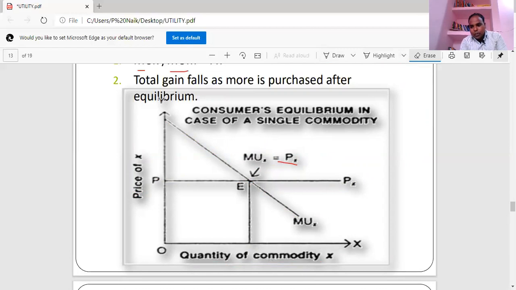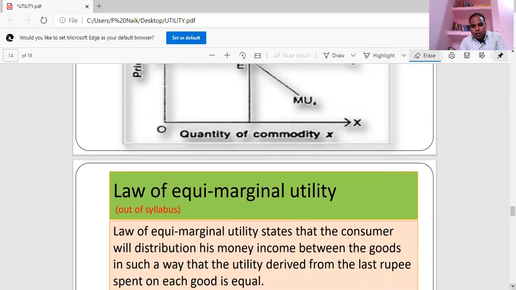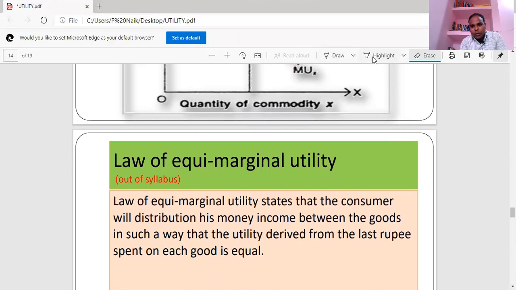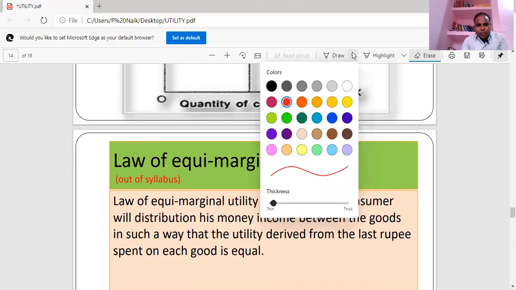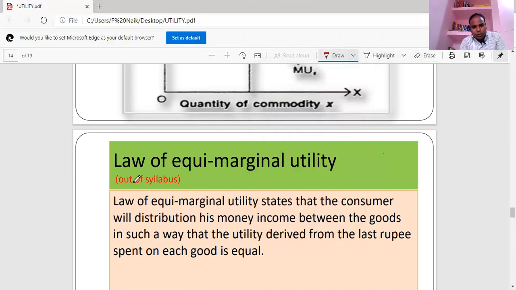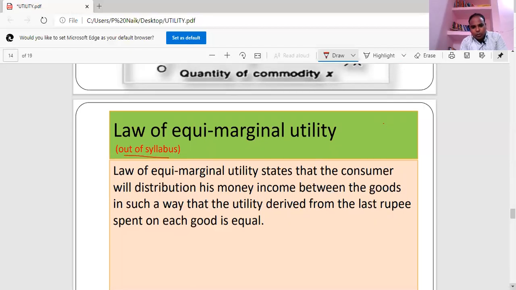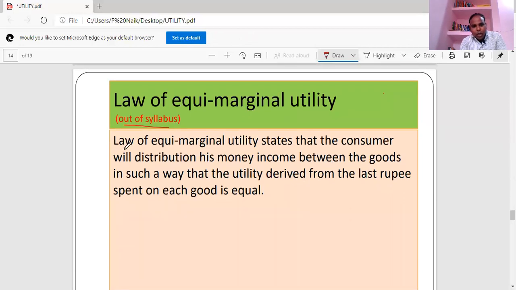Okay, so next, law of equimarginal utility. This is out of syllabus in 11th commerce, but helpful to you for supplementary knowledge. The law of equimarginal utility states that the consumer will distribute his money income between the goods in such a way that the utility derived from the last rupee spent on each good is equal.